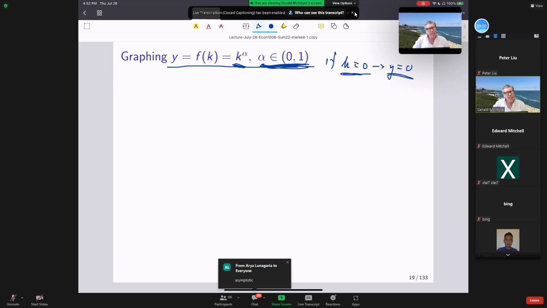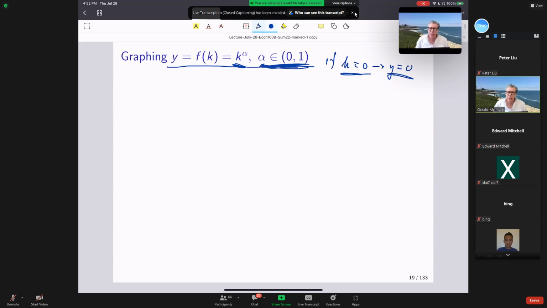And so if alpha is 1/2, what kind of function is it? Not asymptotic. It's the square root function, right? If alpha is half, it's the square root function. The half power and half exponent is the square root function, right? And what does the square root function look like? It's upward sloping like this, right? It comes up like this.